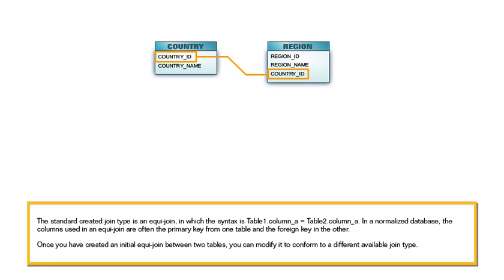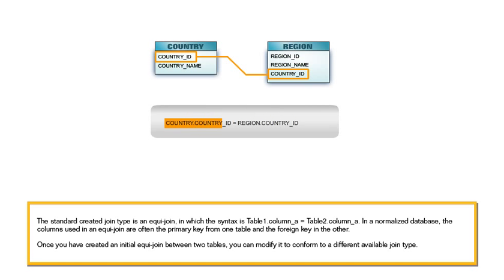The standard created join type is an equi-join, in which the syntax is table 1, column A, equals table 2, column A. In a normalized database, the columns used in an equi-join are often the primary key from one table, and the foreign key in the other. Once you have created an initial equi-join between two tables, you can modify it to conform to a different available join type.